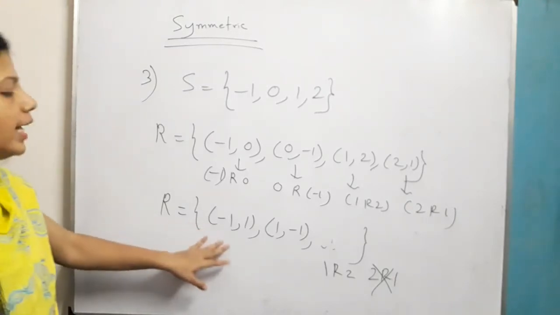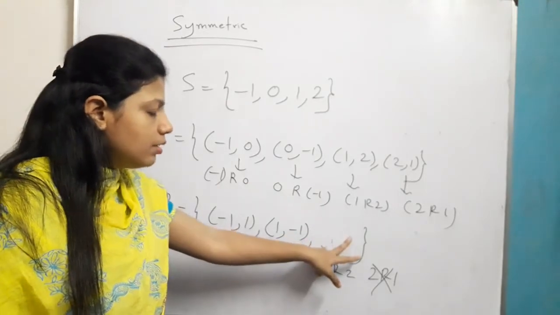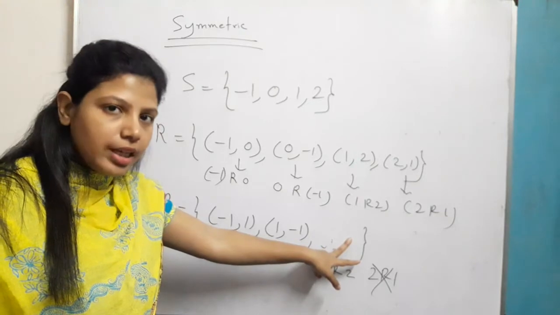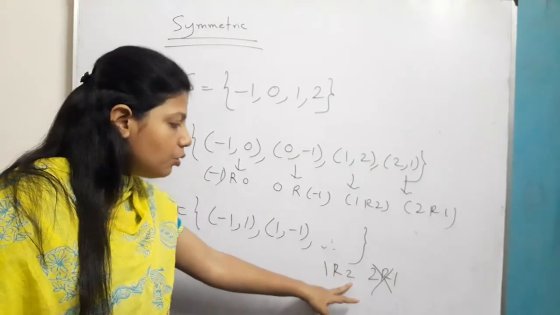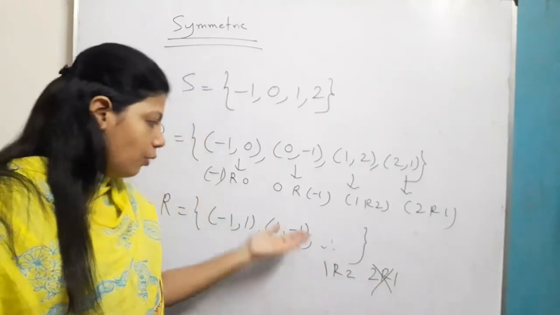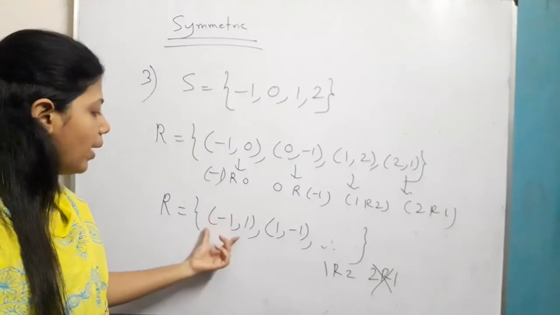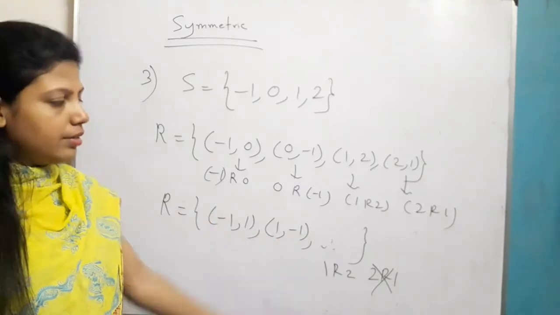You will write both the examples here, okay? Means number 1 you will write 1, 2. That one is not symmetric because you will write the reason also. 1 R 2, but 2 is not connected to 1. And then one more example you will write minus 1, 1, 1, minus 1. That one is symmetric.